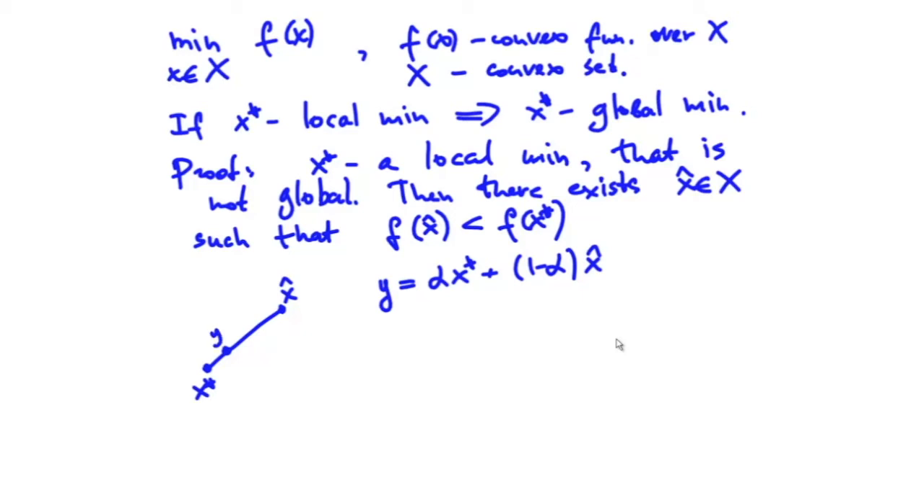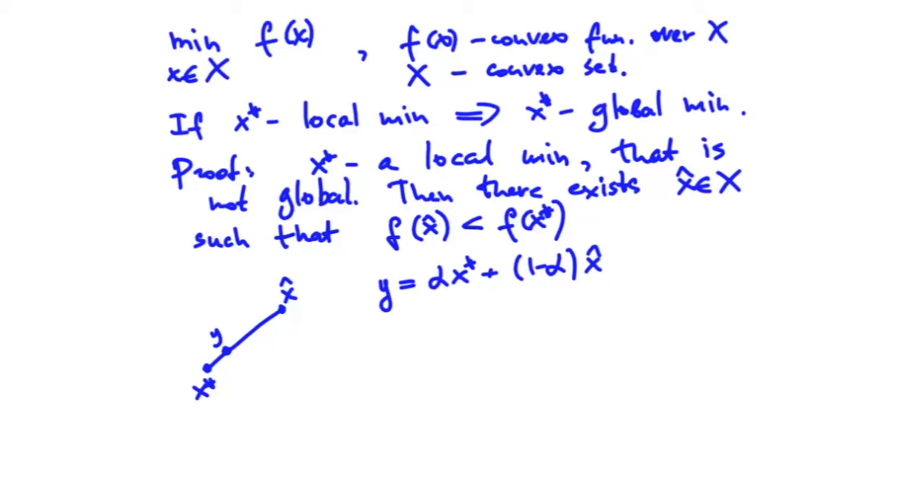And then what we'll do, we will use the convexity property for our function, for our problem, to show that this point y will have a better objective than the point x star. And since we can select alpha arbitrarily small, we can make this y arbitrarily close to x star and show that there is no neighborhood of x star where x star is actually the best point. So therefore this contradicts the assumption that x star is a local minimum.